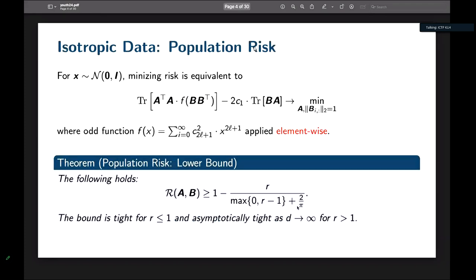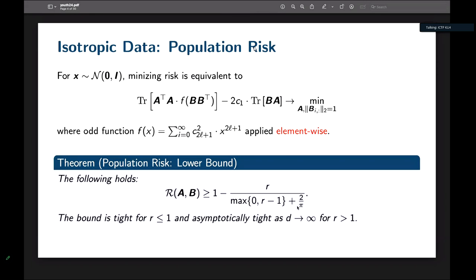Okay, so let me go somewhat with the results. First of all, since we will look as a first example into the isotropic Gaussian case, in this case, since we have a Gaussian signal, we can do Hermite expansion and arrive at a nice enough equivalent formulation of the population risk. You can notice here that the rows of B are fixed to norm one because sine is homogeneous and we really don't care about the norms of the individual rows of B.